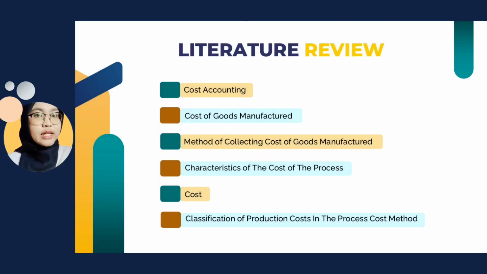A review of the literature related to the research to be carried out consists of cost accounting, cost of goods manufactured, method of collecting cost of goods manufactured, characteristic of the cost of the process, cost, and classification of production costs in the process cost method.